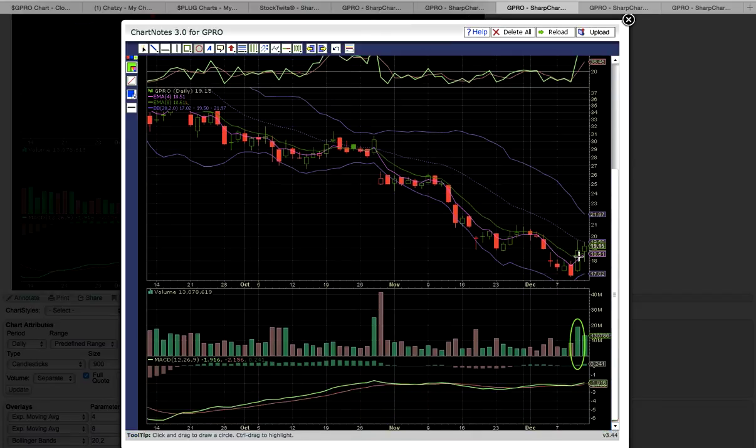Here's this volume spike. There was a close above resistance on good volume, so that's always a good sign. We like that, and that was followed by another nice volume bar on Friday. The volume isn't huge right now, but there's better volume than the previous days, a little higher than the 10-day average volume with a nice spike on Thursday.